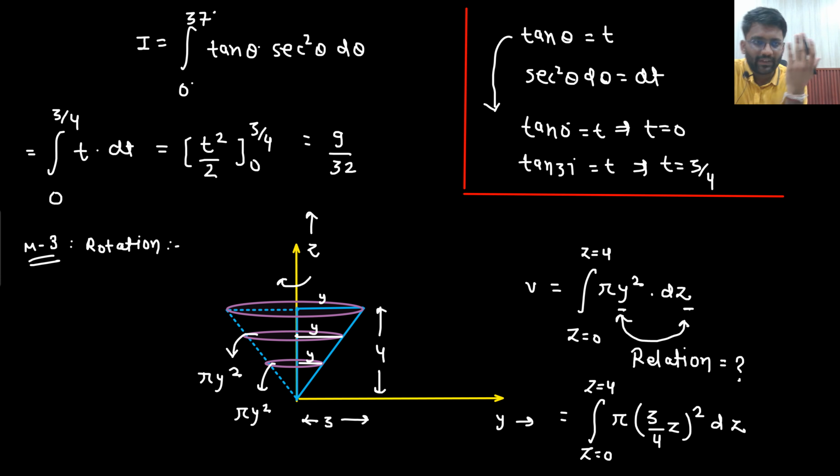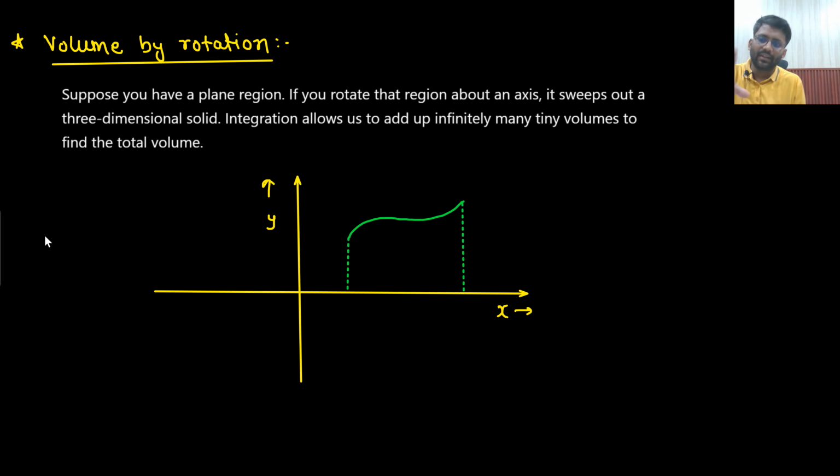I will be having some surface, and that surface I need to rotate. Since I rotate that particular surface, I will be getting a particular volume. That volume they will be asking in the examination hall. So what would they be giving? You would be having a plane region, with x going from A to B. This is the plane region that I am having.